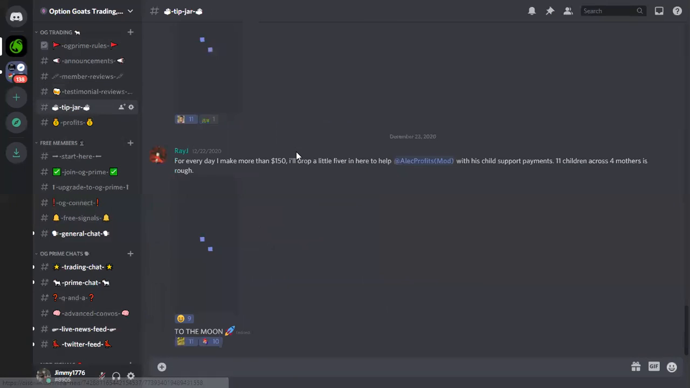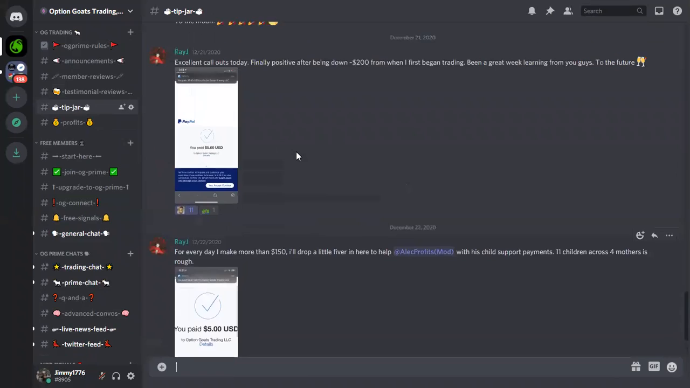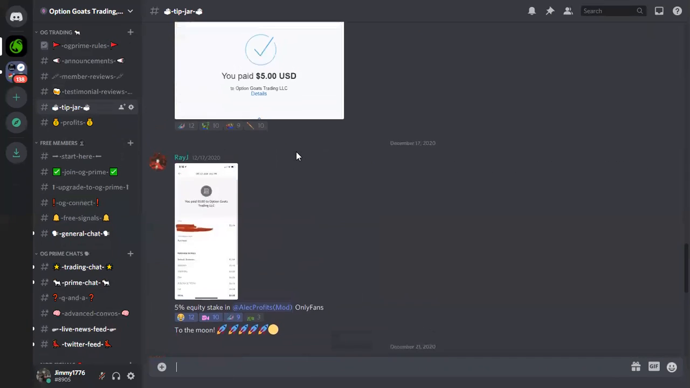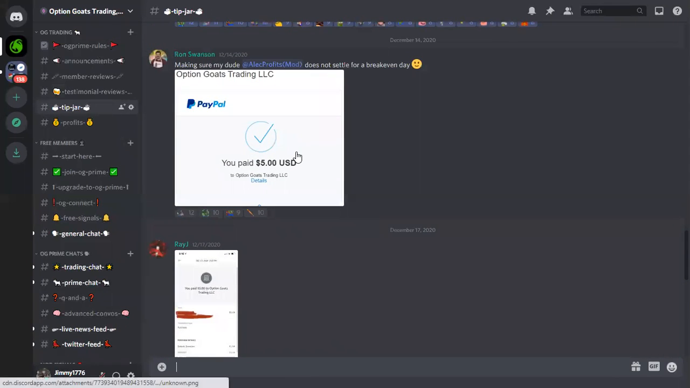Tip jar, most of this money goes to the traders in our chat. Sometimes some of the members will make big money from a play. Feel free to throw in $5, $10, $1, no matter. But we do have the tip jar there. It works the same way as if the tip jar was sitting at a restaurant.